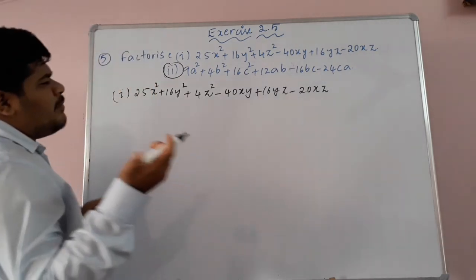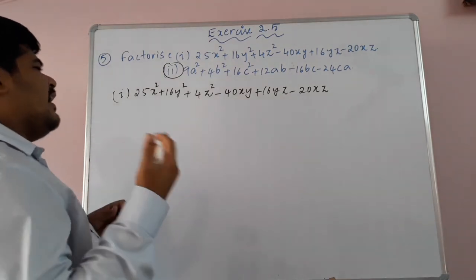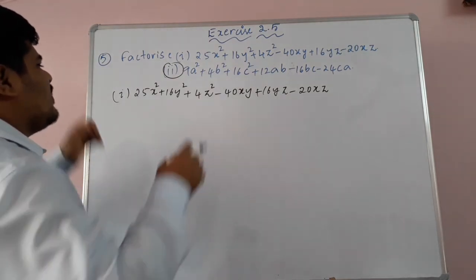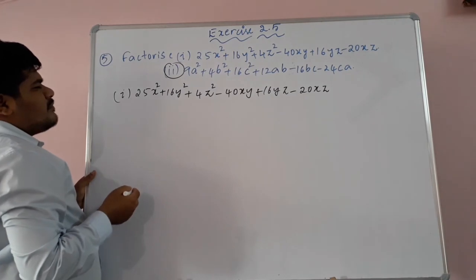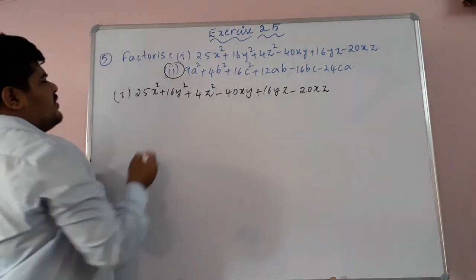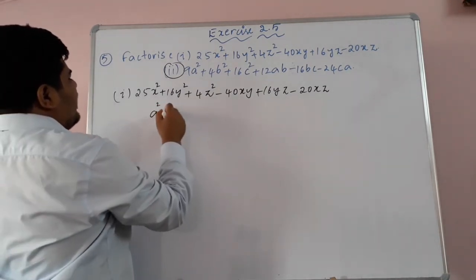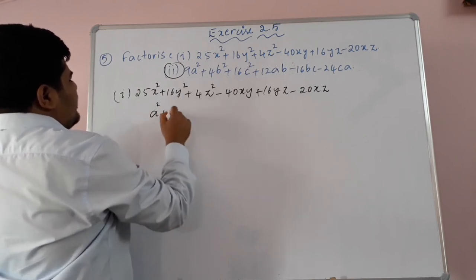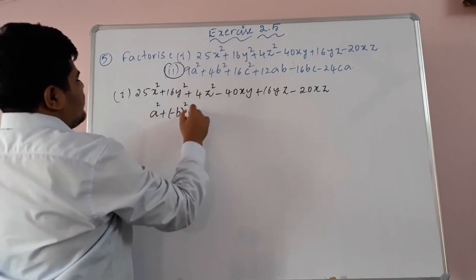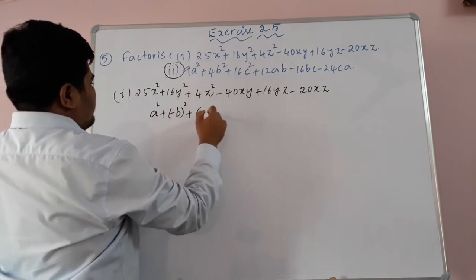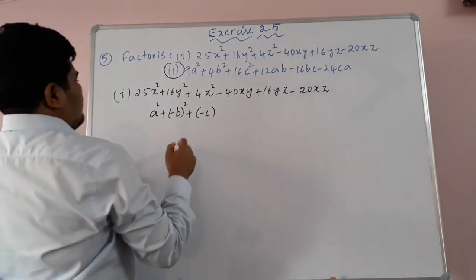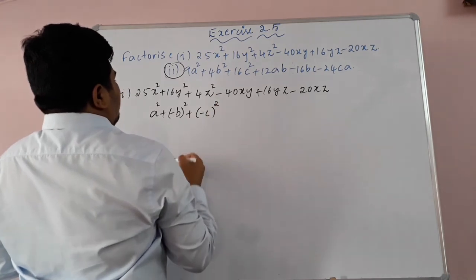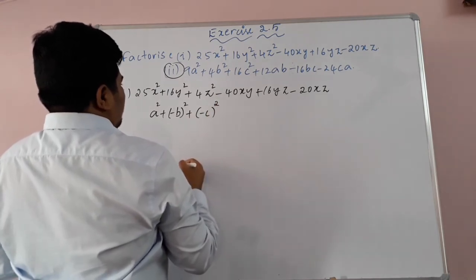Okay. So I am taking y and z as negative terms. So let's see. We can use this formula, children: a square plus b square plus c square, with b and c negative.